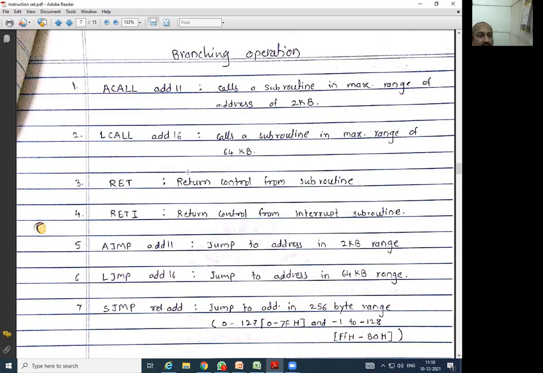Similar to that, the next one is RETI. What does it mean? It is used whenever you are going to use an interrupt subroutine. Interrupt subroutine means that due to some interrupt, some routine is called, and at that time the RETI instruction has to be used. We have seen the types of interrupts, internal and external, and a few examples of how an interrupt works and how RETI is used in a program.